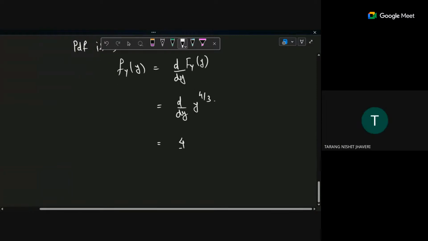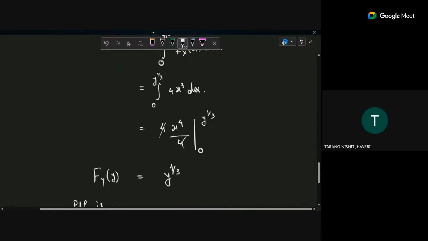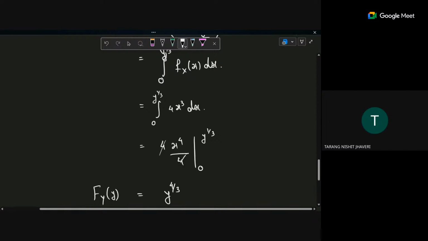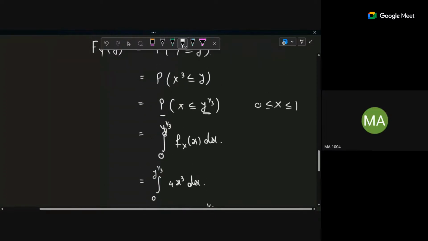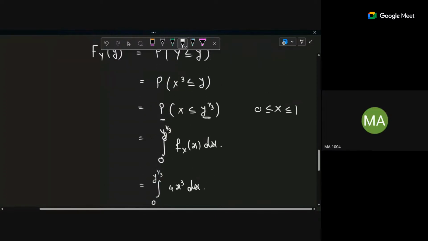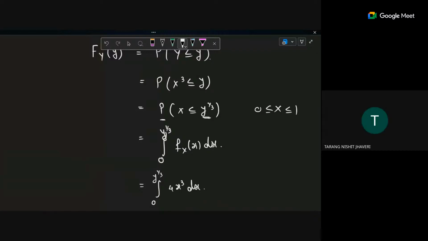Ma'am, one doubt here. When you integrated it, where did the range of x go? Why did we put y there, 0 to y raised to the power 1 by 3? Ma'am, but the range of x is between 0 to 1. We don't know whether y is equal to 1 or not. That's why we just put y raised to the power 1 by 3. Now whatever the y value will be, we can put it accordingly.